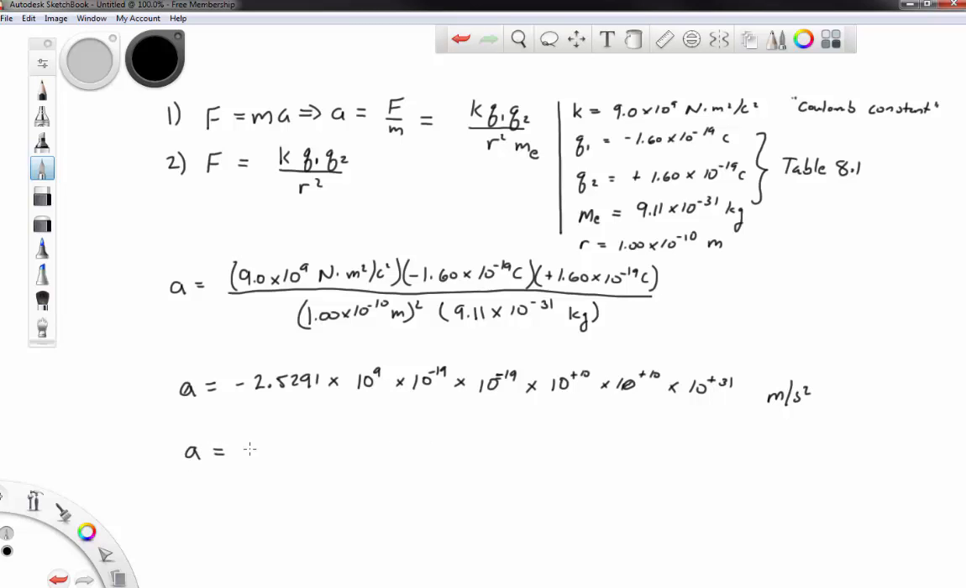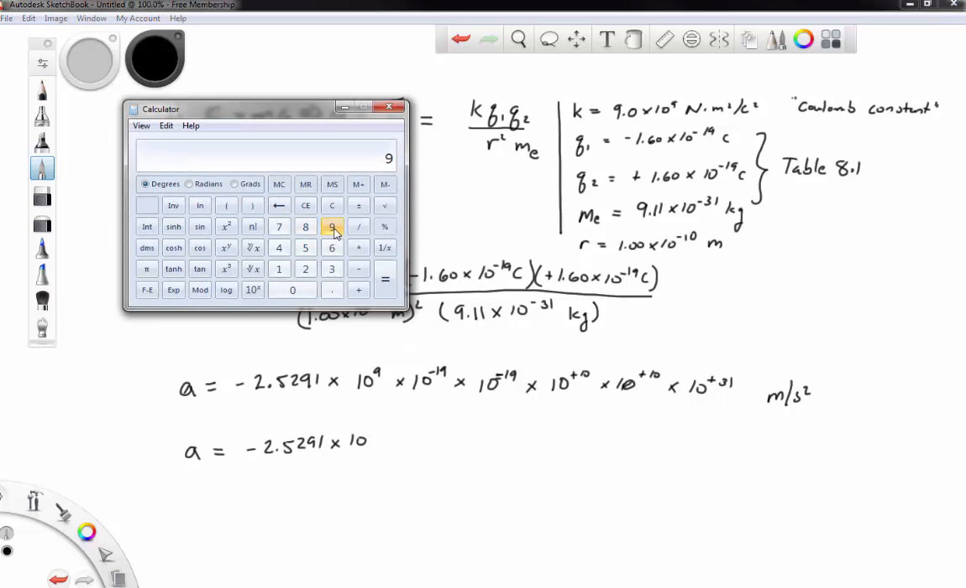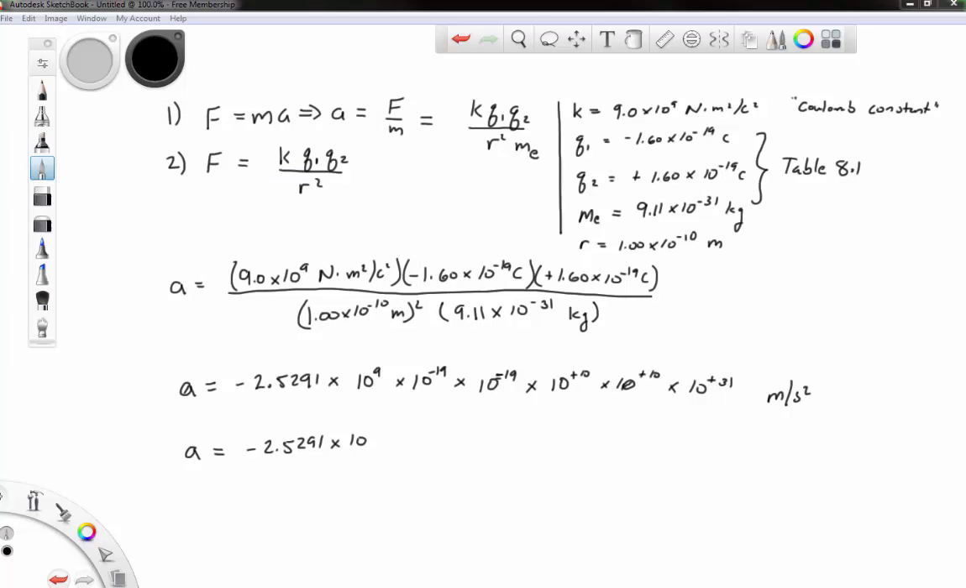So where does that leave us? That gives us minus 2.5291 times 10 to what power? Plus 9 minus 19 minus another 19 plus 10 plus another 10 plus 31. Ooh, it's a positive 22. So big acceleration, meters per second squared.